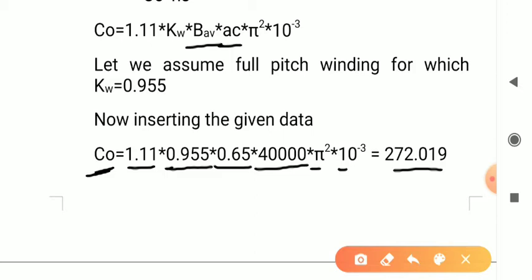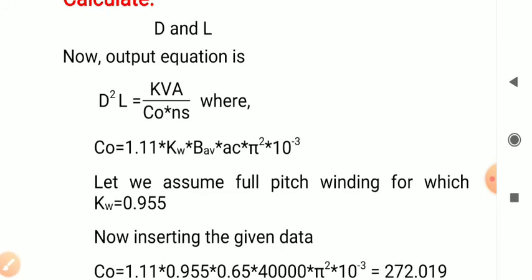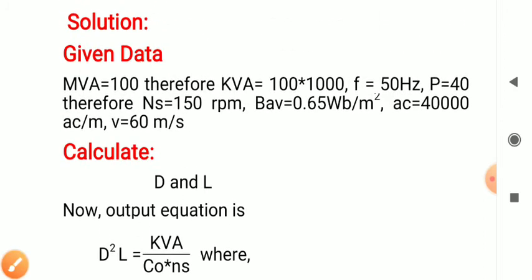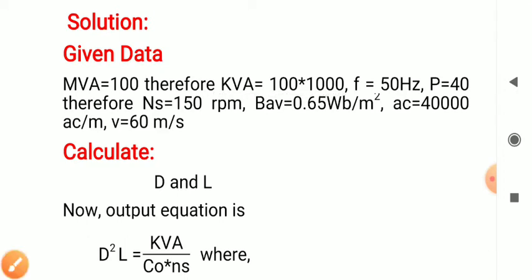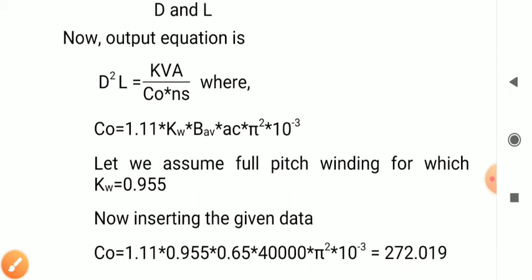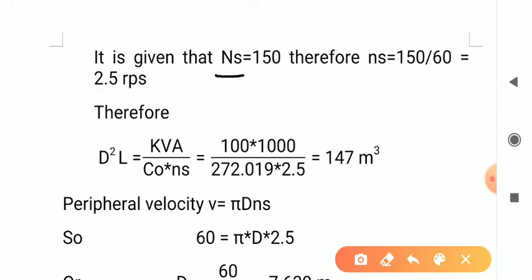Other parameter which we require to calculate the D square L is the kVA, and the kVA is directly given in this example, that is 100 into 1000. So, let me calculate the value of the Ns. Here the capital N s is given 150 RPM. So, the small ns is 150 divided by 60, that is 2.5 RPS.